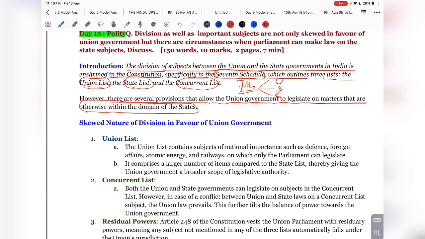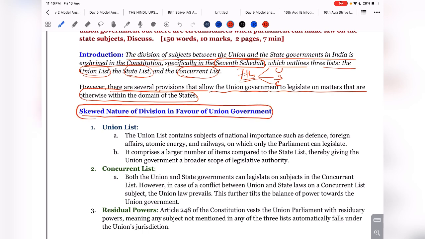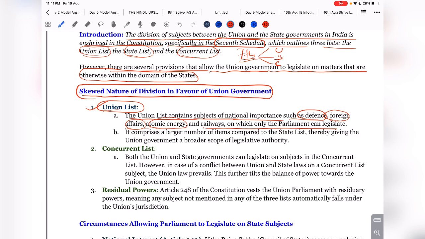So let's first discuss how the distribution of subjects is skewed in favor of the union government. The union list contains subjects of national importance such as defense, foreign affairs, atomic energy and railways, on which only Parliament can legislate. It comprises a large number of items compared to the state list, thereby giving the union government a broader scope of legislative authority. Dear student, you can comment the number of items in the union list, state list and concurrent list. I am giving a hint.